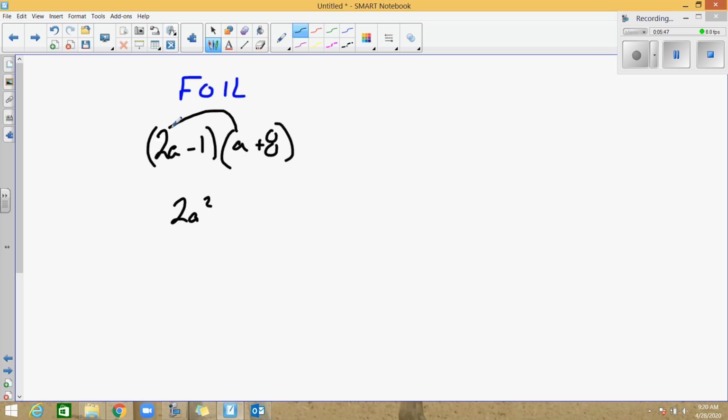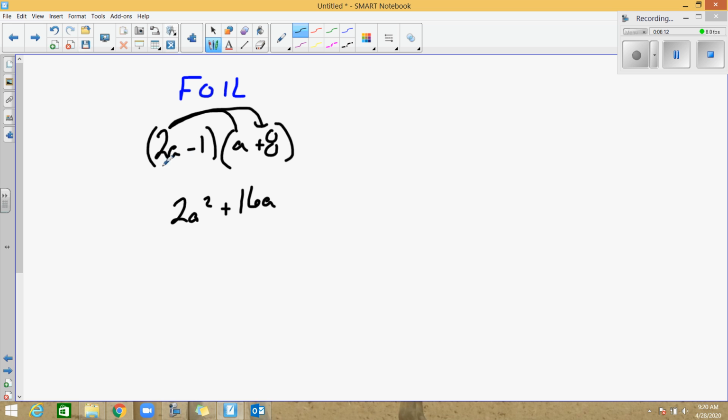Outside is simply my outside terms, so I get plus 16a. All right, now if we stop right there and look, this isn't any different than what we've done before. We've taken our term and we've taken it times every single term in the following group. Absolutely right, this is the distributive property. And then once we're done with it, we do our insides.